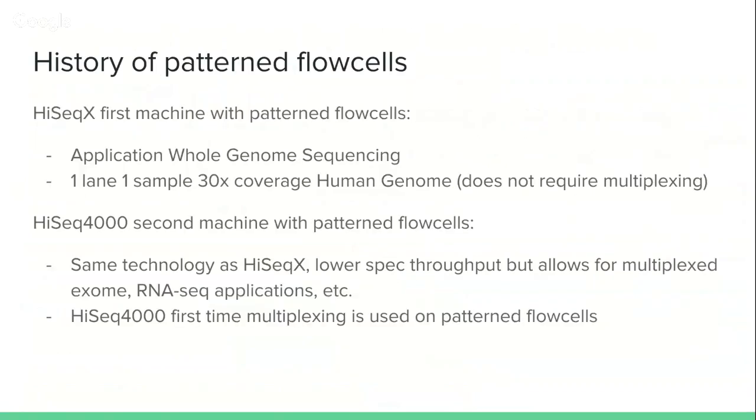The HiSeq machine was the first machine for Illumina to deploy a pattern flow cell, and its application initially was only targeted for whole genome sequencing. And then the most common type of application is that you would put one sample on each of the lanes of HiSeq to get roughly a 30x coverage human genome. So it did not require multiplexing.